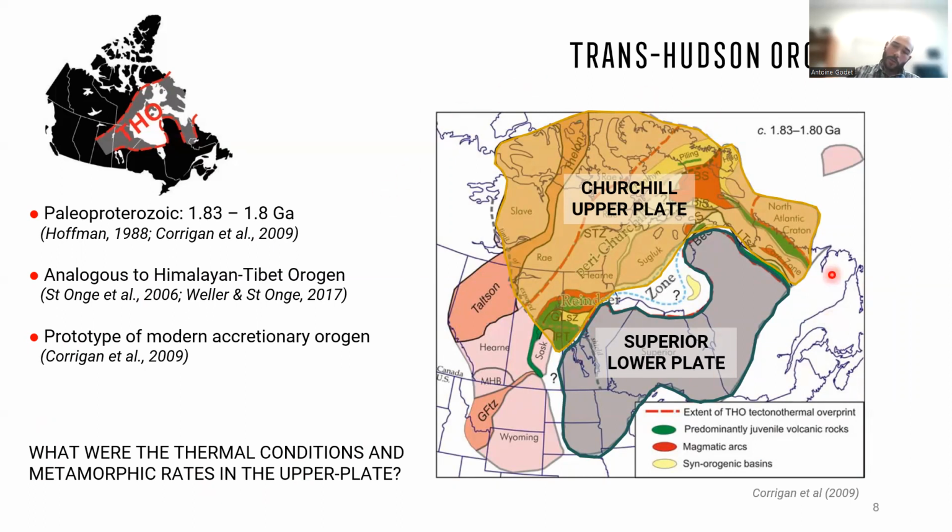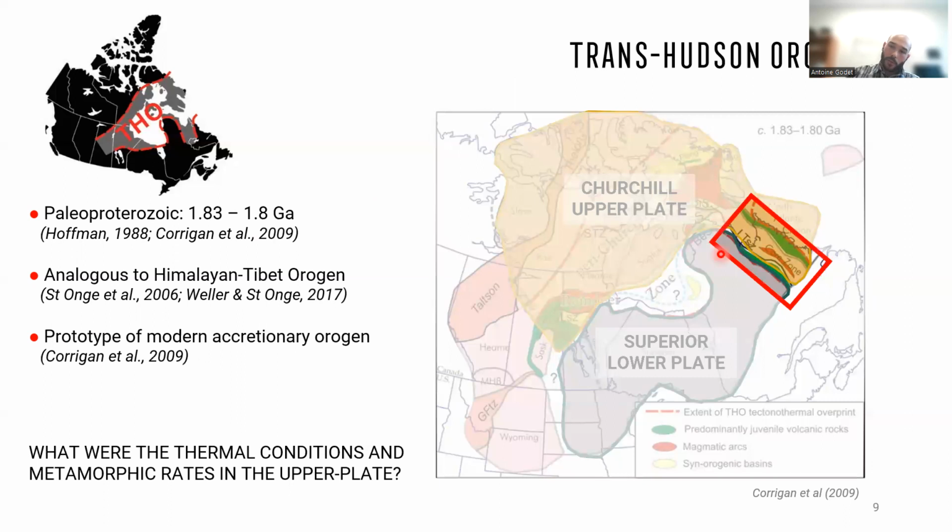And so for that, today we're going to zoom in on a part of the Trans-Hudson that is called the Southeastern Churchill province. That is outcropping north of Quebec and Labrador, and that is probably one of the less known parts of the THO. Okay, so let's zoom in.